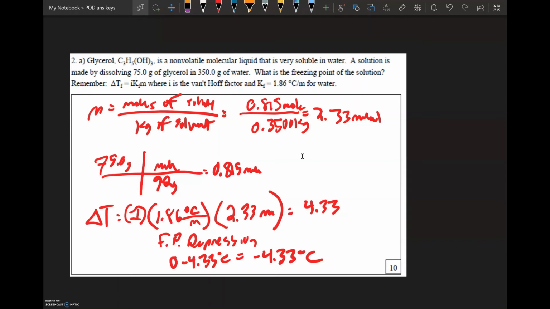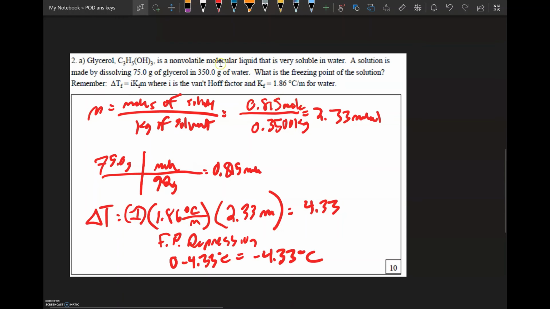So again, we just worked a problem involving molality. We know molality is moles of solute per kilograms of solvent. So what we need to do first is figure out the moles of the glycerol. So again, you'll go ahead and figure out the molar mass of this. Take the 75 and divide it by that molar mass, and you will end up with 0.815 moles. Now the molar mass of that compound is 92 grams per mole.